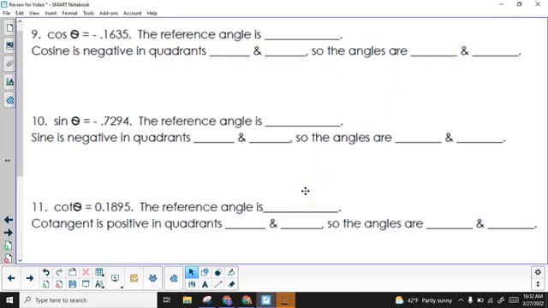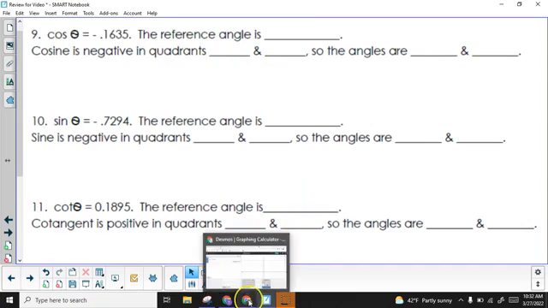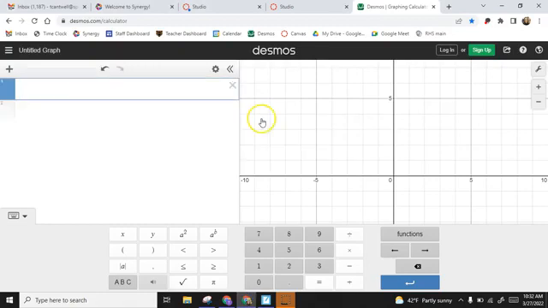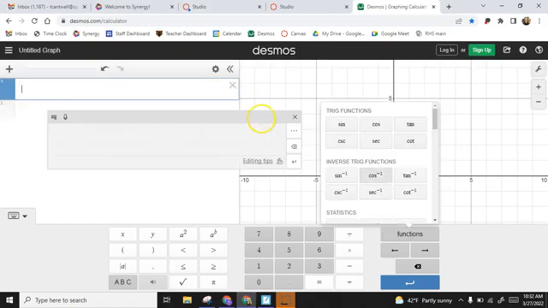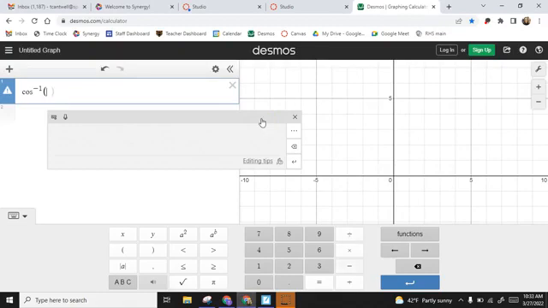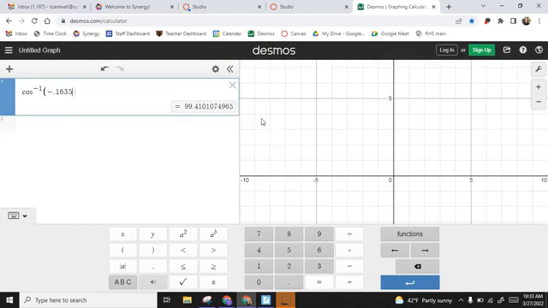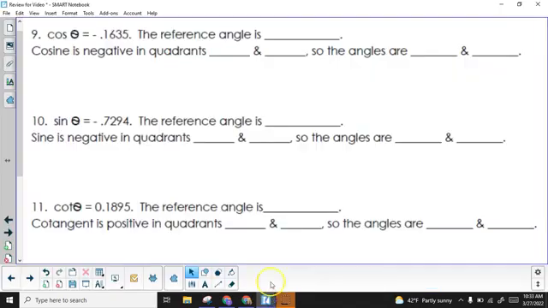So for this first one, cosine theta equals negative 0.1635. So we're going to go to Desmos. We're going to put in the inverse cosine of negative 0.1635. And we get 99.4. Okay, 99.4. Now I'm going to write that over here, but that is actually not a reference angle, okay? Because a reference angle, remember we just said, has to be positive and acute. 99.4 is not an acute angle.